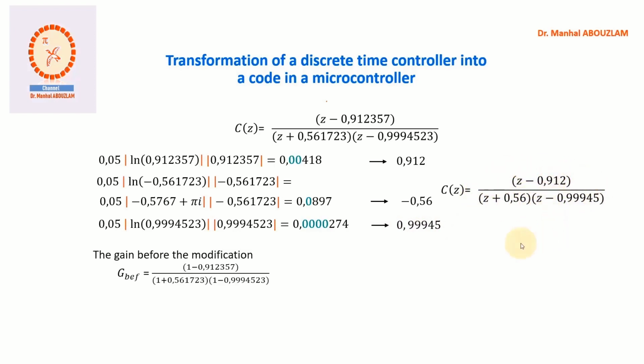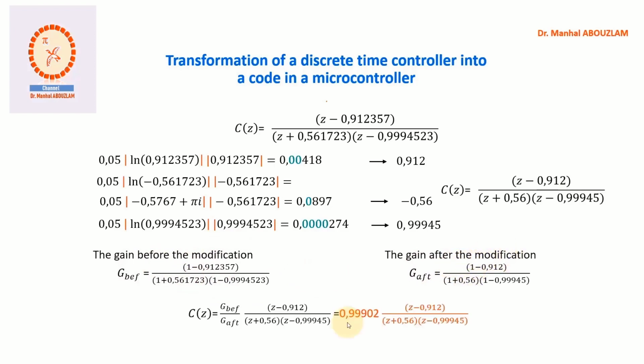Okay. Now we will adapt our gain. We calculate the gain before the modification and the gain after the modification. Here is our final transfer function. We modify the zeros and the poles, and at the same time we kept the same gain before the modification.